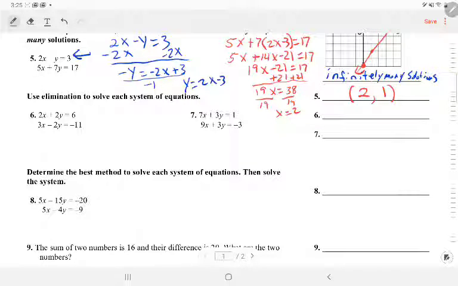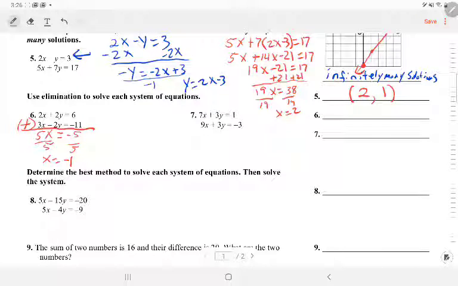Number 6 and 7 is to use elimination to solve each system. So we'll take a look at this, and we have a positive 2y and a negative 2y. So if I add those two together, I'm going to get 0. So let's add. And 2x plus 3x would be 5x. And that would equal 6 plus negative 11 would be negative 5. Divide both sides by 5. And x equals negative 1.